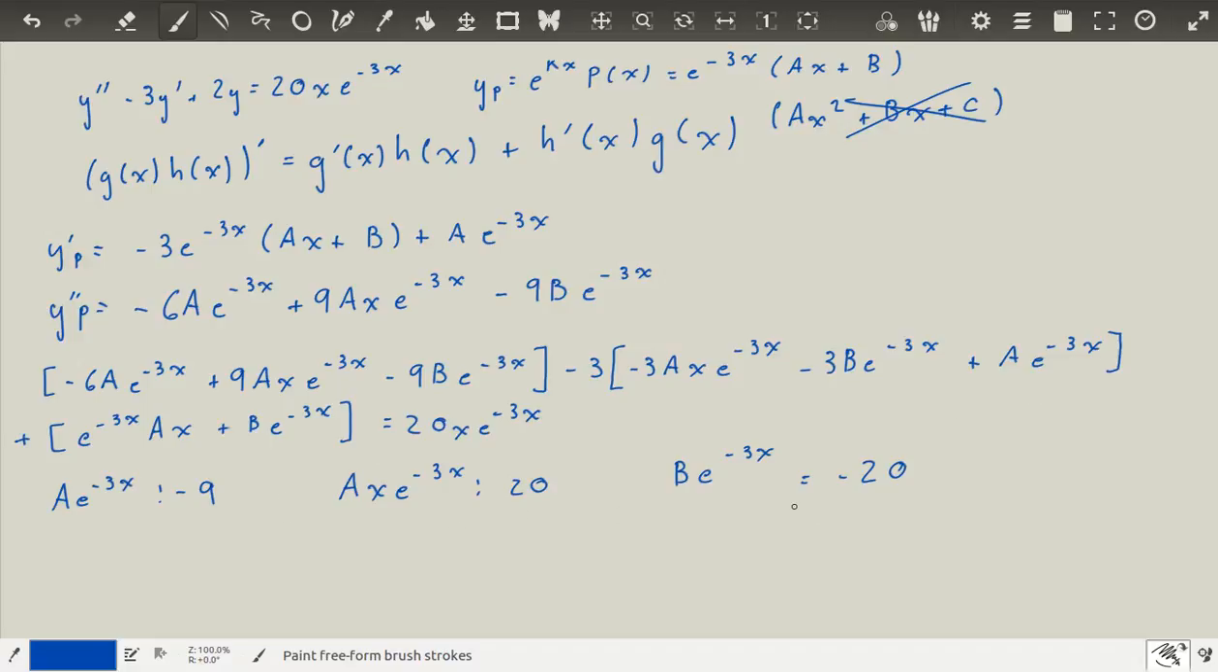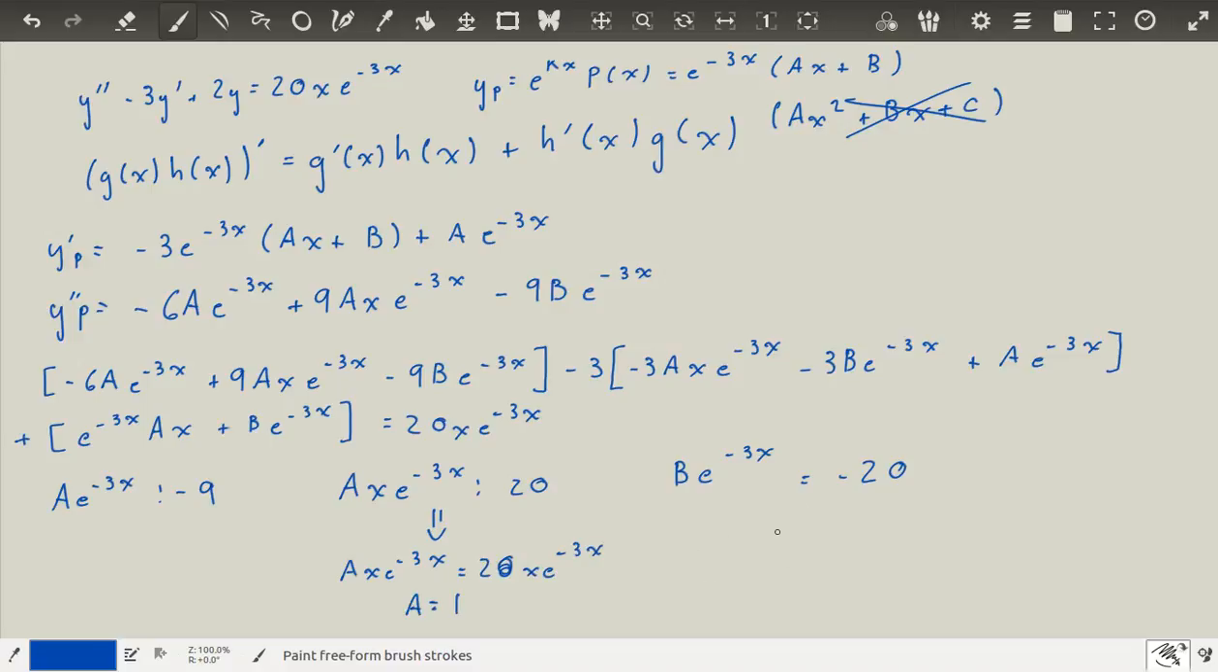Now we're going to compare to this right hand side. I'm going to pick this term to start with because there are no other b's, and I know that this ax e to the negative 3x has to equal 20x e to the negative 3x. So from there we get that a is equal to 1. So that's how we figure that out.